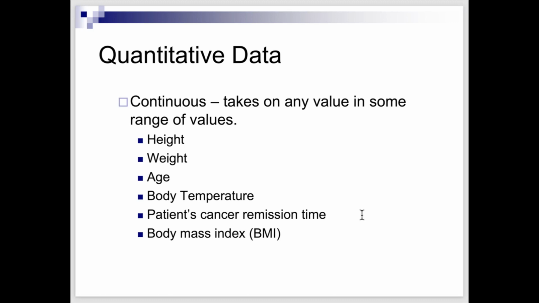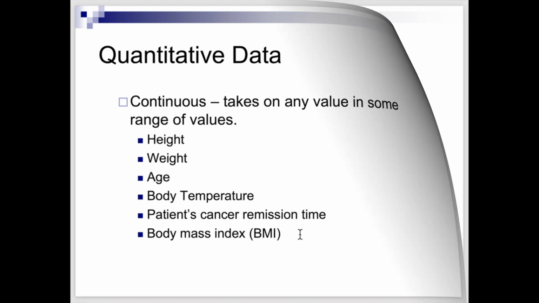A patient's cancer remission time, all right? So that is a time that a person is in remission from cancer, and so that obviously is another example of a continuous quantitative measure. And then finally, for example, a body mass index, that is also an example of a variable that is not only quantitative, not only numeric in nature, but it's continuous quantitative.